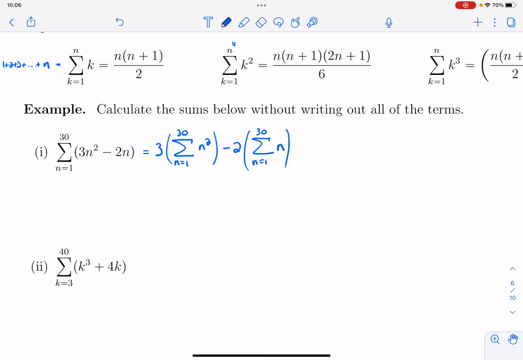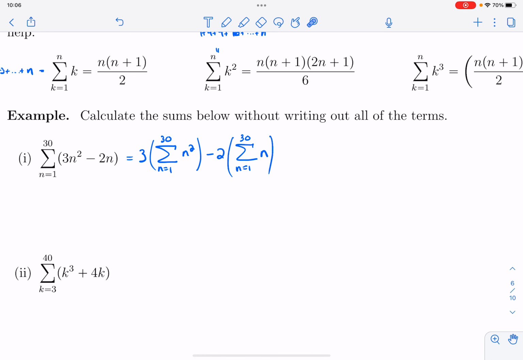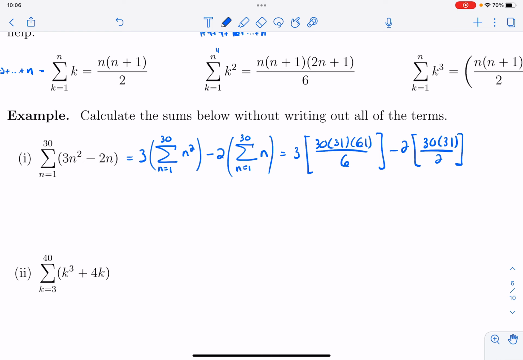And once you separate it out this way, we see that we have formulas for this. We have the n squared formula, that's the middle one, and then we have the n formula, which is the first one, where here 30 is the upper bound that we're working with. So this is going to be 3 times 30 times 31 times 61 all over 6, minus 2 times 30 times 31 over 2. And now, yeah, you'll still need a calculator to compute this overall sum, but it's way better than computing 30 terms of this first one. So it definitely streamlines the process and uses less computing power.